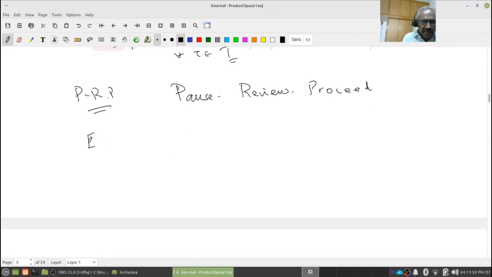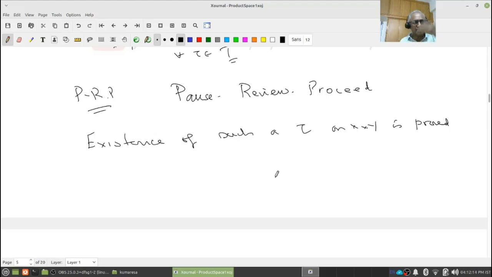So, the existence of such a topology tau on x cross y is proved, because it's the intersection of all such topologies in the capital T. We have seen that. Now what we want is a description.